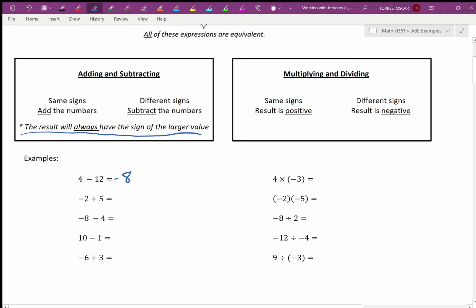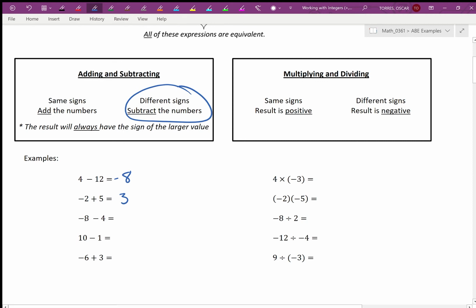For the second problem, we have negative 2 plus 5. The 2 is negative, the 5 is positive, so they have different signs again. That means we're going to subtract the numbers. So 5 minus 2, and again, I'm always choosing the larger value, ignoring the negative signs. 5 minus 2 gives me 3. But since I'm adding and subtracting, the result needs to have the sign of the larger value. The larger value is the 5, and the 5 is positive because there's a plus sign to the left of it. That means my answer is also going to be positive. So I don't need to write a plus 3. I can just leave it as 3, positive 3.